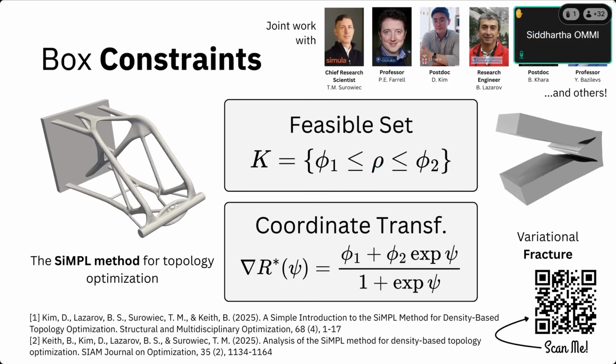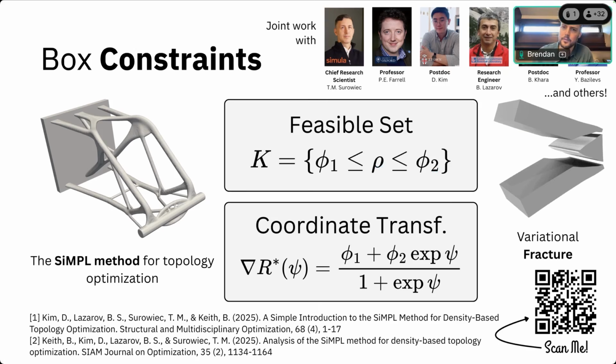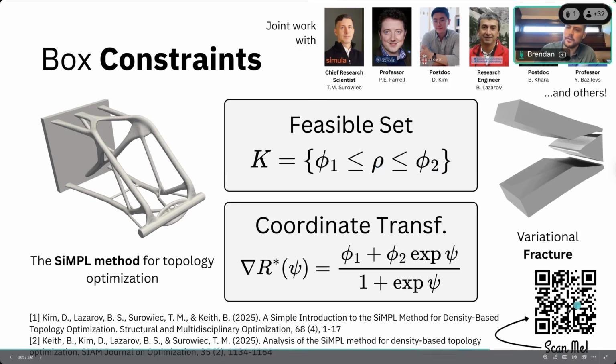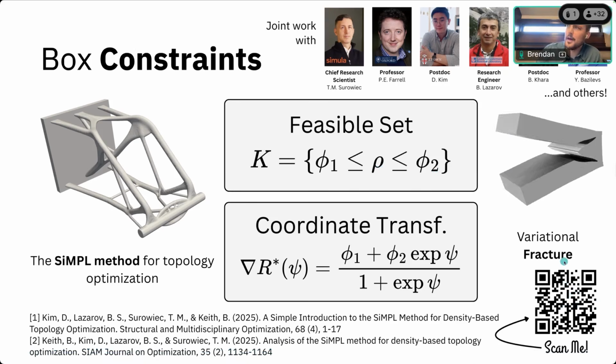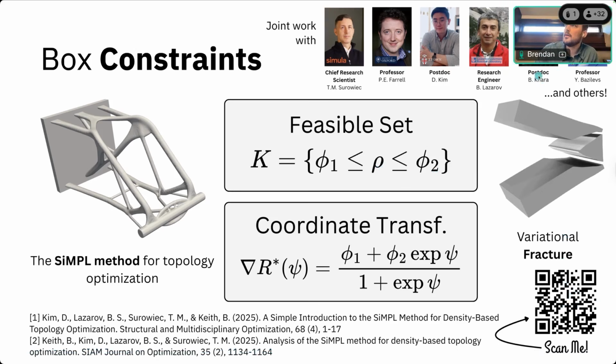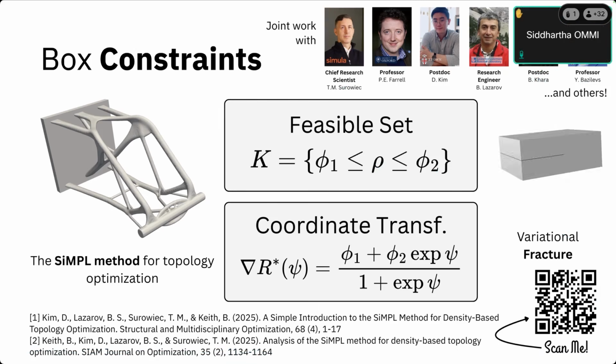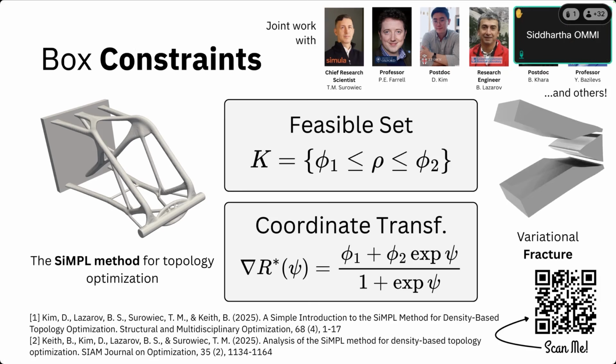Okay. This is all explained in a paper that appeared on arXiv last week. Unfortunately, it's not the one the QR code sends you to, which is the topology optimization paper. But if you search for Kara, Basilev, Surowitz, and me, you'll find the fracture paper where it's explained in further detail. Thanks.